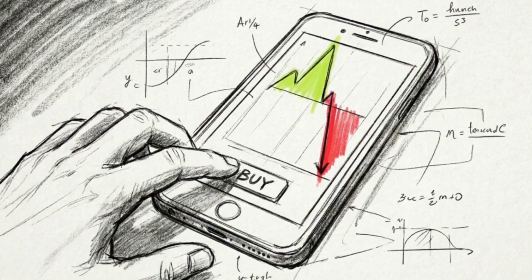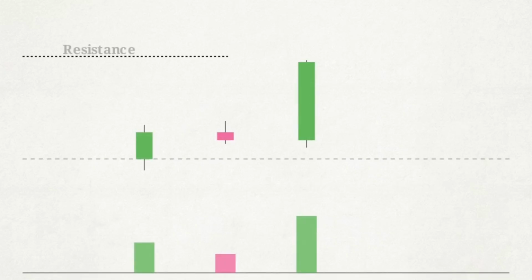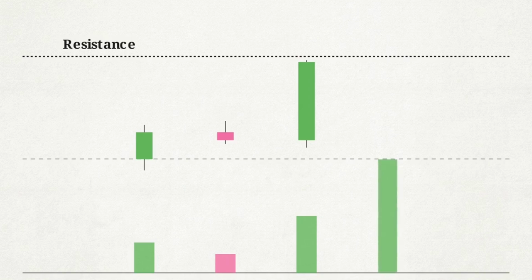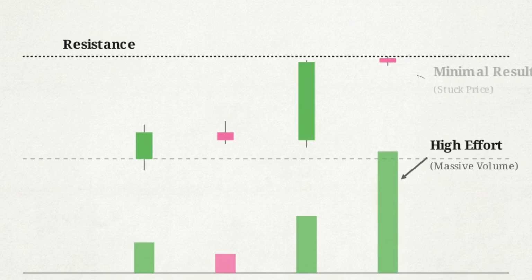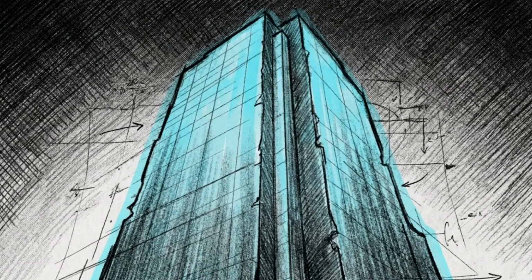Recognizing this drop-off in participation is what keeps you from entering a long trade at the peak right before the price reverses. We can also use the effort versus result principle to detect institutional activity at major support and resistance levels. Look at the setup at this resistance line. We see a massive volume spike representing high effort, but it produces a tiny price candle, which is a minimal result. This anomaly suggests that large institutions are quietly stepping in.